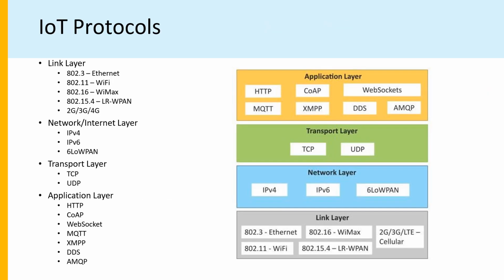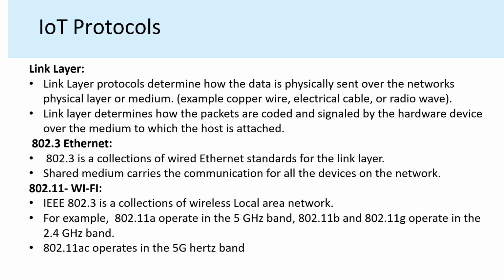The IoT protocols have various layers. The top layer is the application layer, then the transport layer, network layer, and link layer. The link layer protocols determine how the data is physically sent over the networks, over the physical layer medium. The link layer determines how packets are coded and signaled by the hardware device over the medium to which the host is attached.